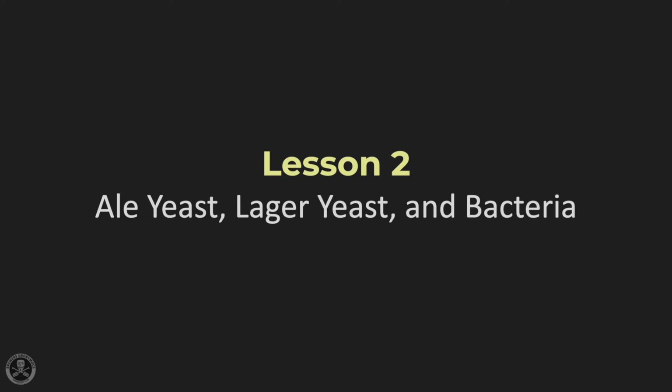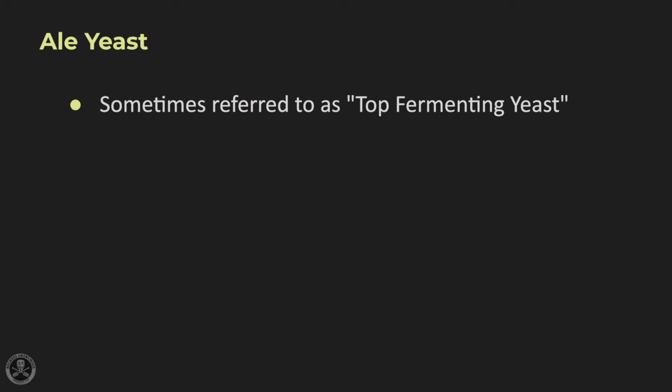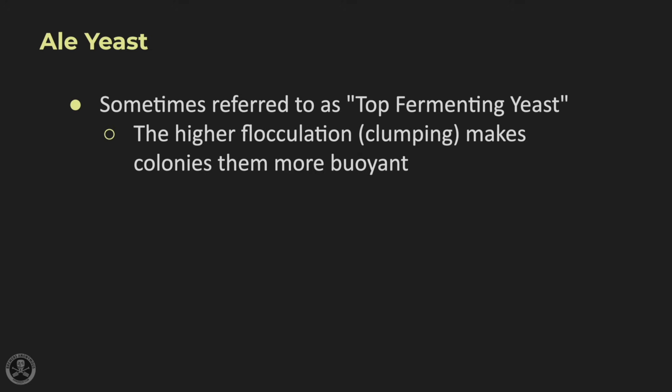So, let's get started. Let's start off by talking a little bit more in depth about ale yeast. Ale yeast is sometimes referred to as top fermenting yeast in beer brewing. This description comes from the generally higher flocculation character of ale yeast. That's the term when the yeast colonies clump together.